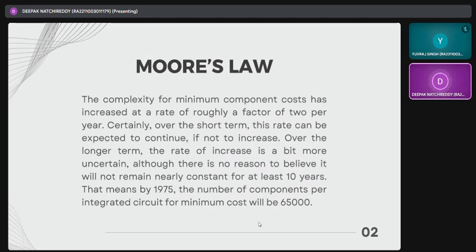So the original observation was that the number of transistors doubles every 12 months in 1965, revised in 1975 to every 24 months, closely matching reality. It was not a law of physics, but an empirical observation plus a roadmap for industries.